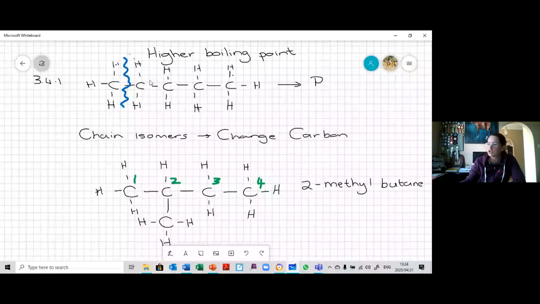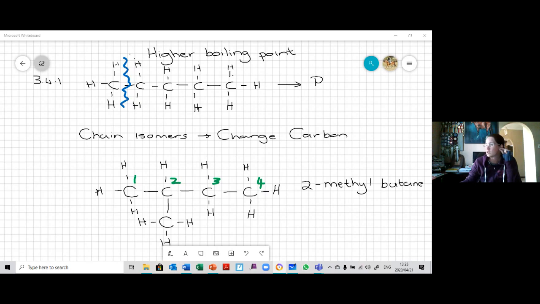This is a longer chain. So pentane is a longer chain than butane, and it is less branched. This branching here means that this molecule is rounder than this molecule. The more branched something is, the less surface area I have for IMF to take place. The more branched a chain, the smaller the IMF. The smaller the IMF, the lower the boiling point.